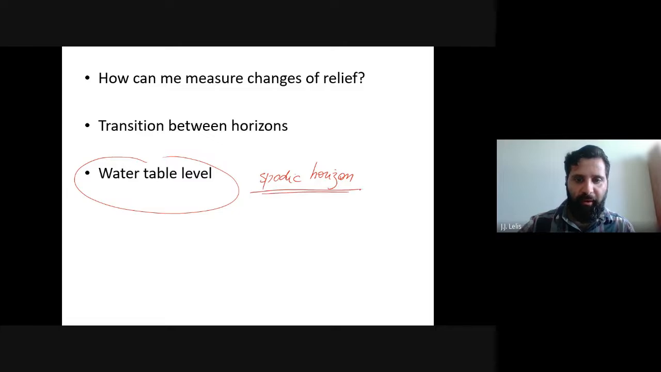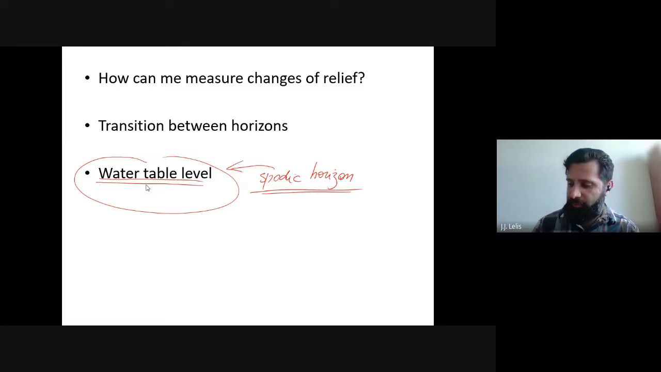We also discussed water table changes, and we discussed that the spodic horizon, the B-spodic horizon, is a horizon that's very important because it is formed in the water table. It tells us where the water table was or is, depending on the condition of that soil.